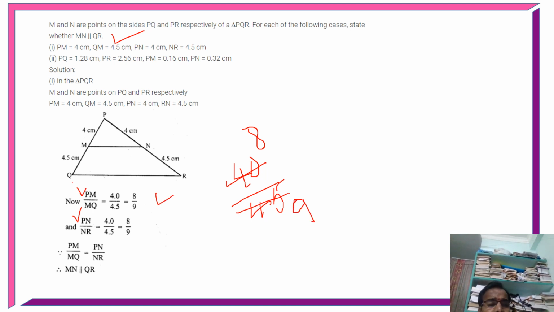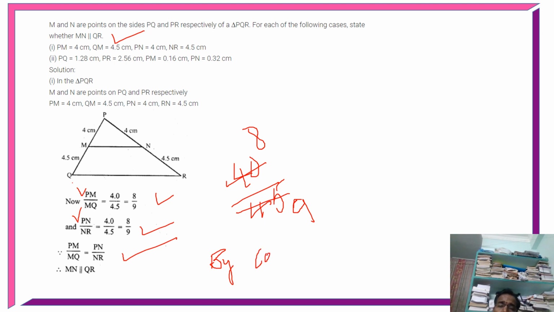Similarly, if you take PN by NR, it is also 4 by 4.5, the same 8 by 9. I mean, PM by MQ and PN by NR, both ratios are equal. So by converse, please write the reason, children: by converse of BPT. Some textbooks give by converse of Thales theorem. Both are the same. By converse of BPT or Thales theorem, both are parallel.